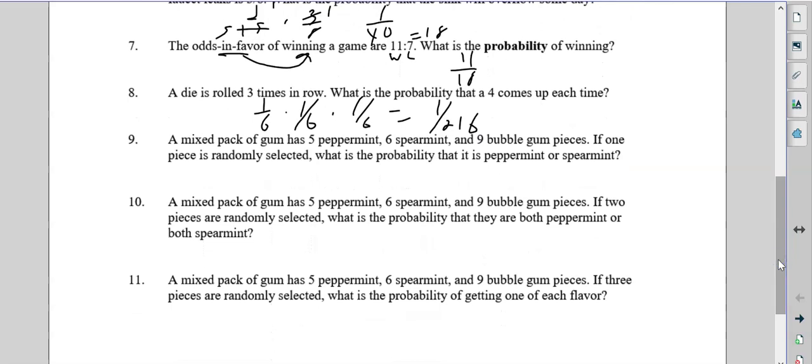A mixed pack of gum has 5 peppermint, 6 spearmint, and 9 bubble gum. So if you add those all together, that gives you a grand total of 20 pieces. If one is randomly selected, what's the probability that it is peppermint or spearmint? Remember, that means we're going to plus them. So we're just going back to saying 5 out of 20 plus 6 out of 20, which is 11 out of 20. And since 11 is a prime number, there is no reducing that.